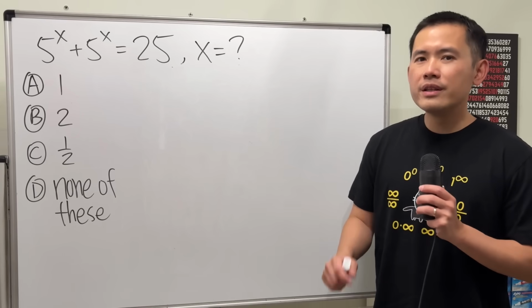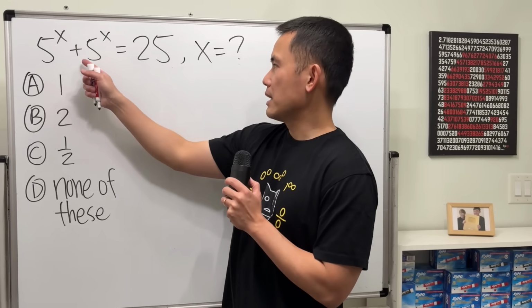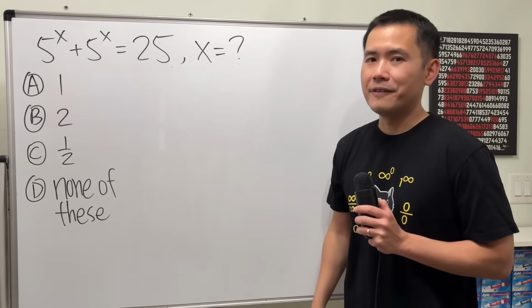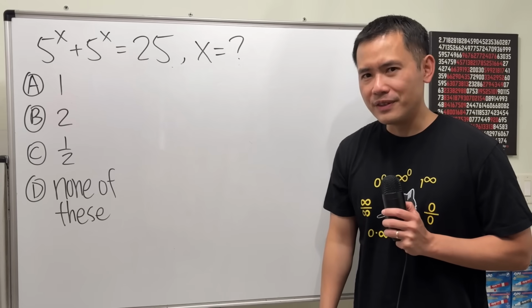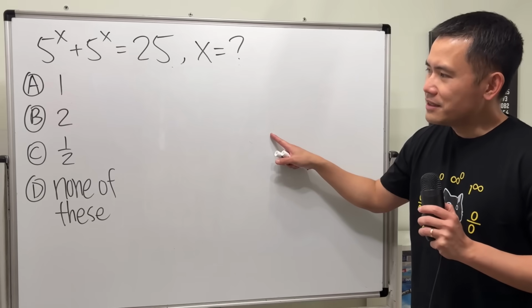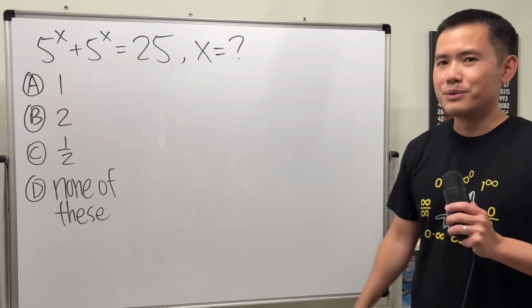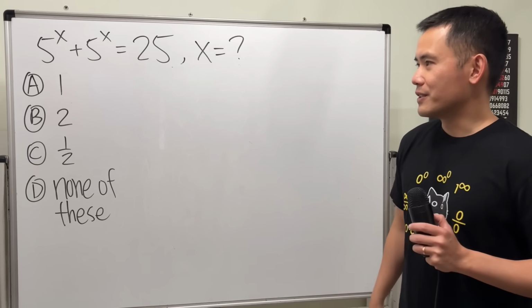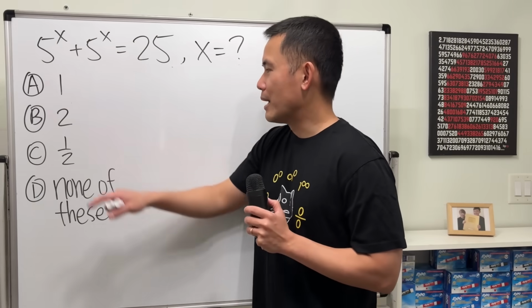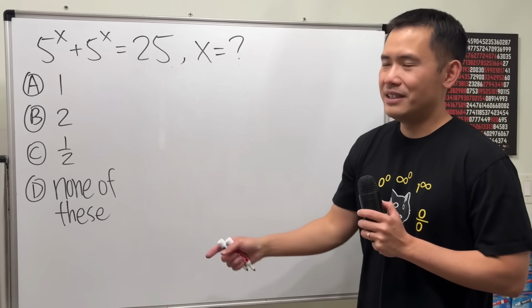Just a nice equation. We'll be solving 5 to the x plus 5 to the x is equal to 25. And here I give you guys these options. So go ahead and pause the video and think what the answer is and put in a comment before you watch the solution. Ready? Okay, so this is what we'll do first.